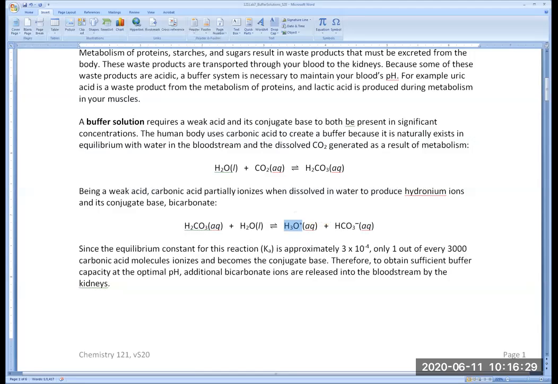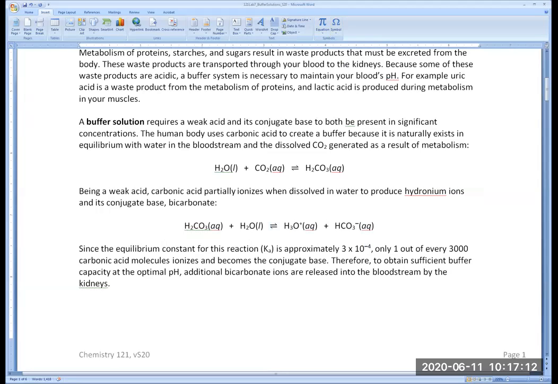So it's acid here plus base here gives the conjugate acid of water plus the conjugate base of the carbonic acid. And so we have this equilibrium happening in the blood. Since the equilibrium constant for this reaction is approximately 3 × 10⁻⁴, only about 1 out of every 3,000 carbonic acid molecules ionize and become the conjugate base. So it's a weak acid.